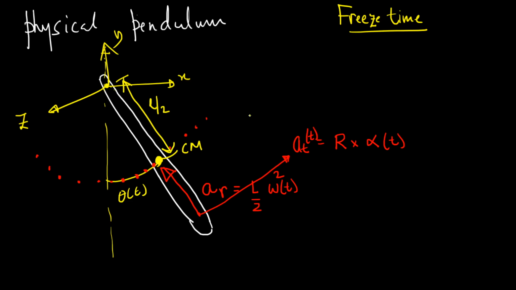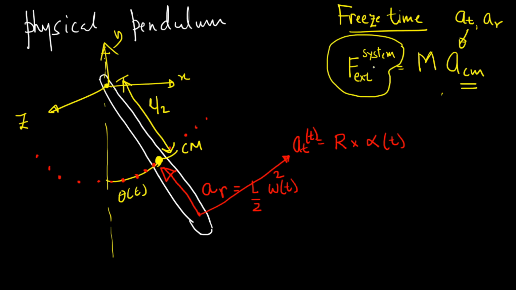So we know these two, and now what we will do is use this equation of ours and see what we get. F external on the system is equal to mass into acceleration of the center of mass. Mind you, we are keeping our eyes on the center of mass. In fact, this acceleration is composed of two components, AT and AR, which we are pretty confident about because the radius is constant, L by 2.